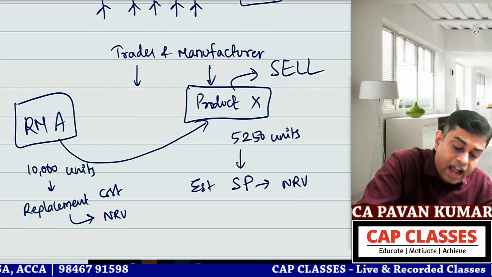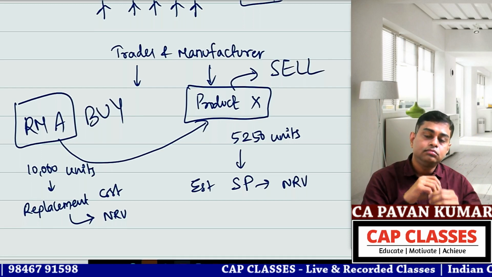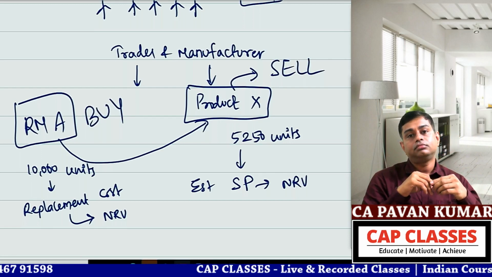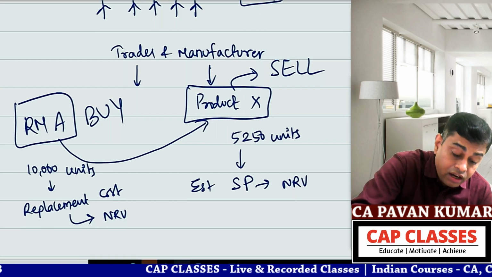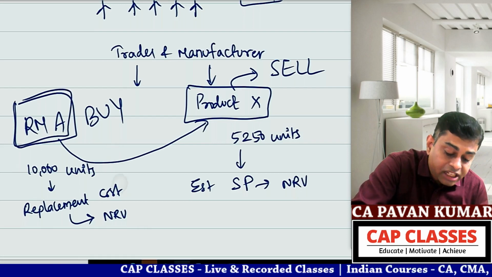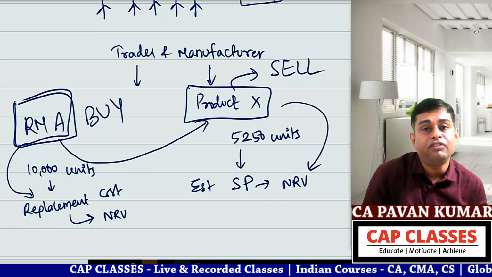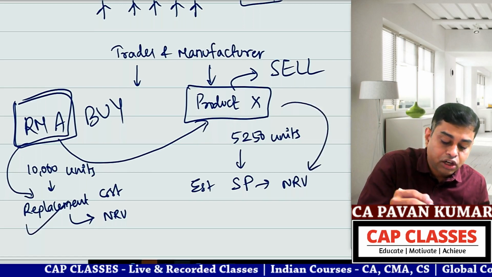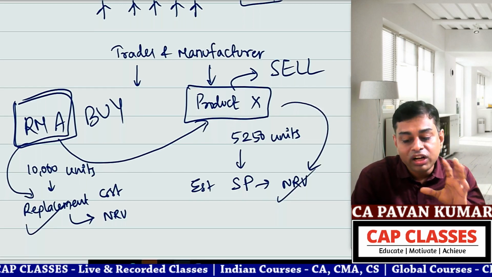Raw material A I buy. So the reverse never happens. That is the reason for raw materials we use replacement cost, and for finished goods we use net realizable value. If I buy, replacement cost. If I sell, net realizable value. Khatam. See how interesting the subject is.